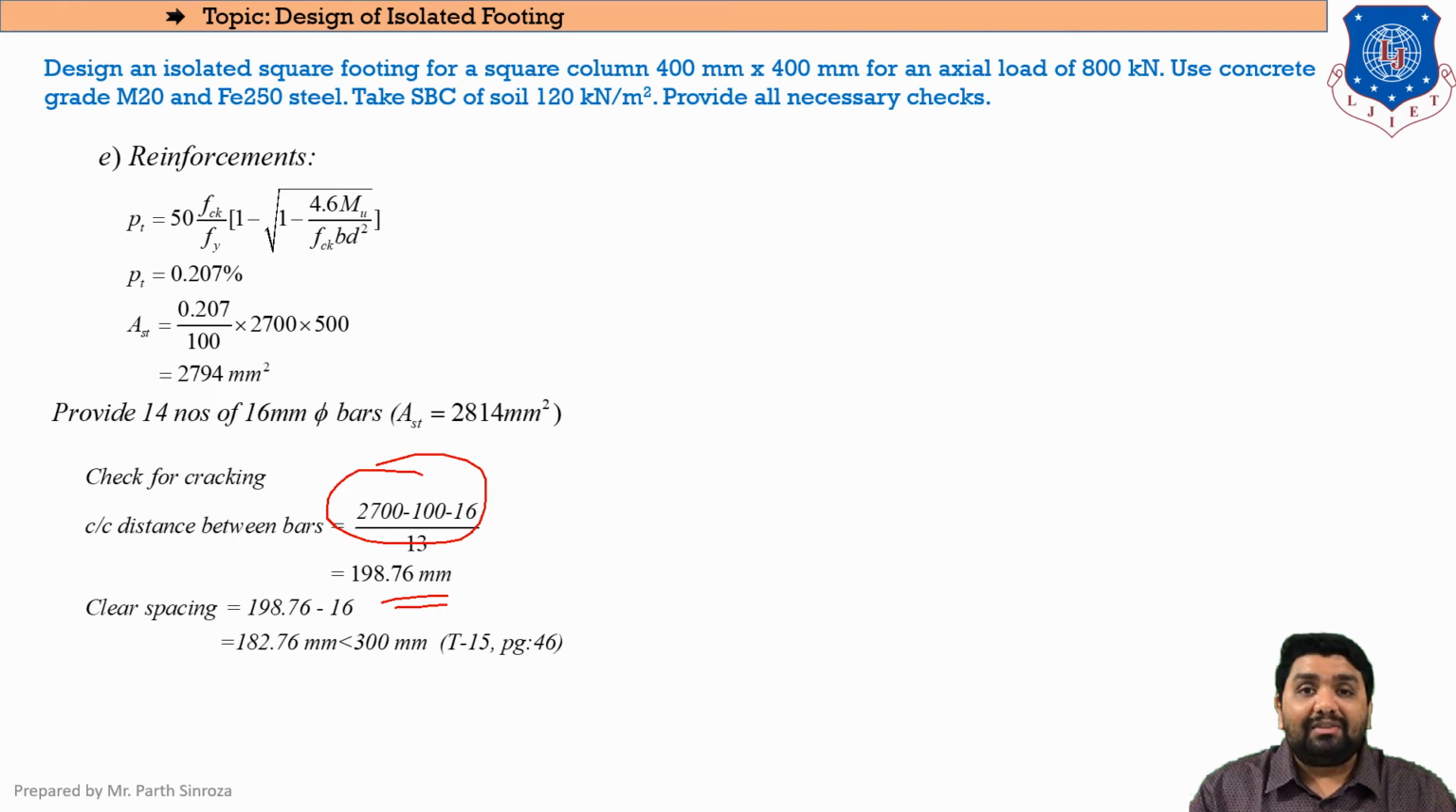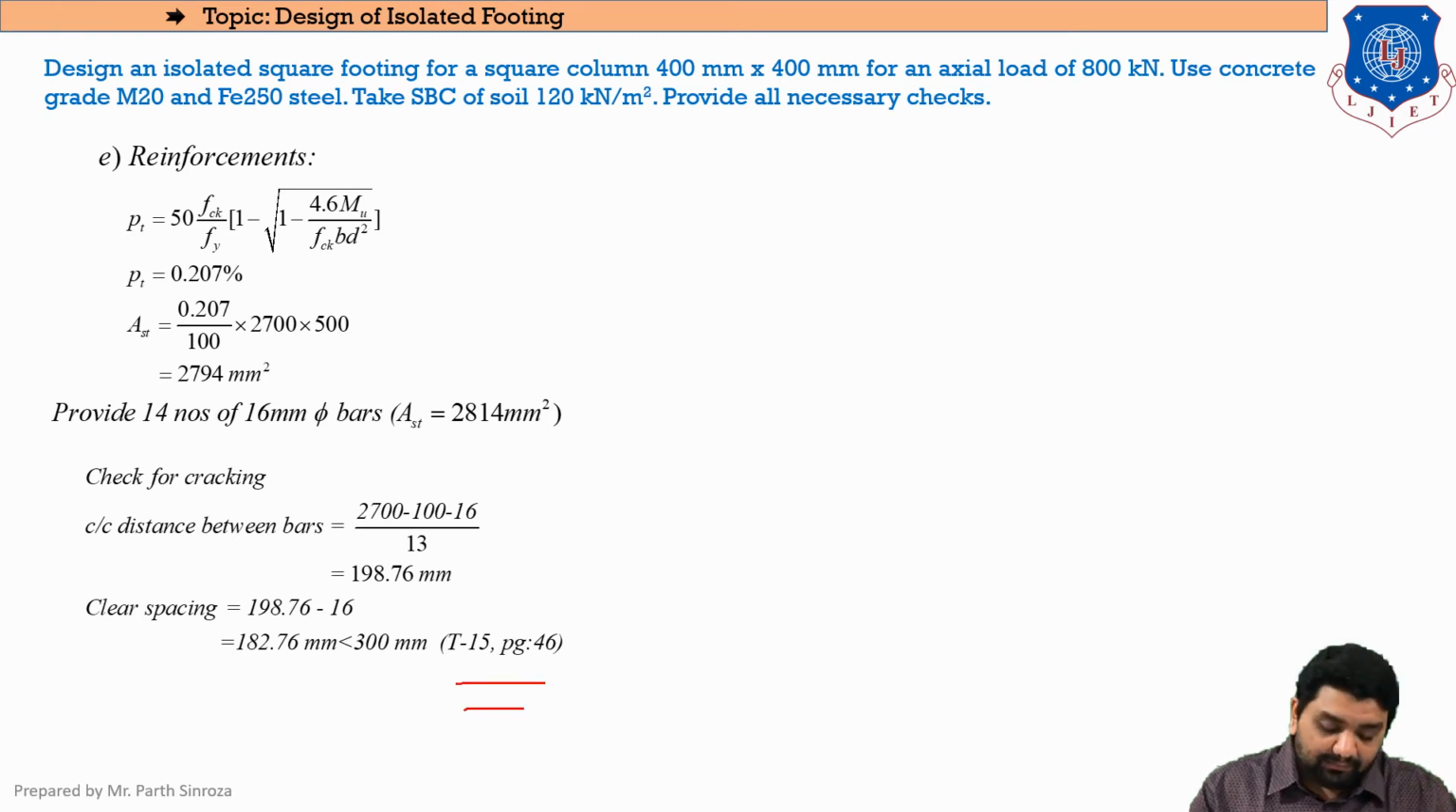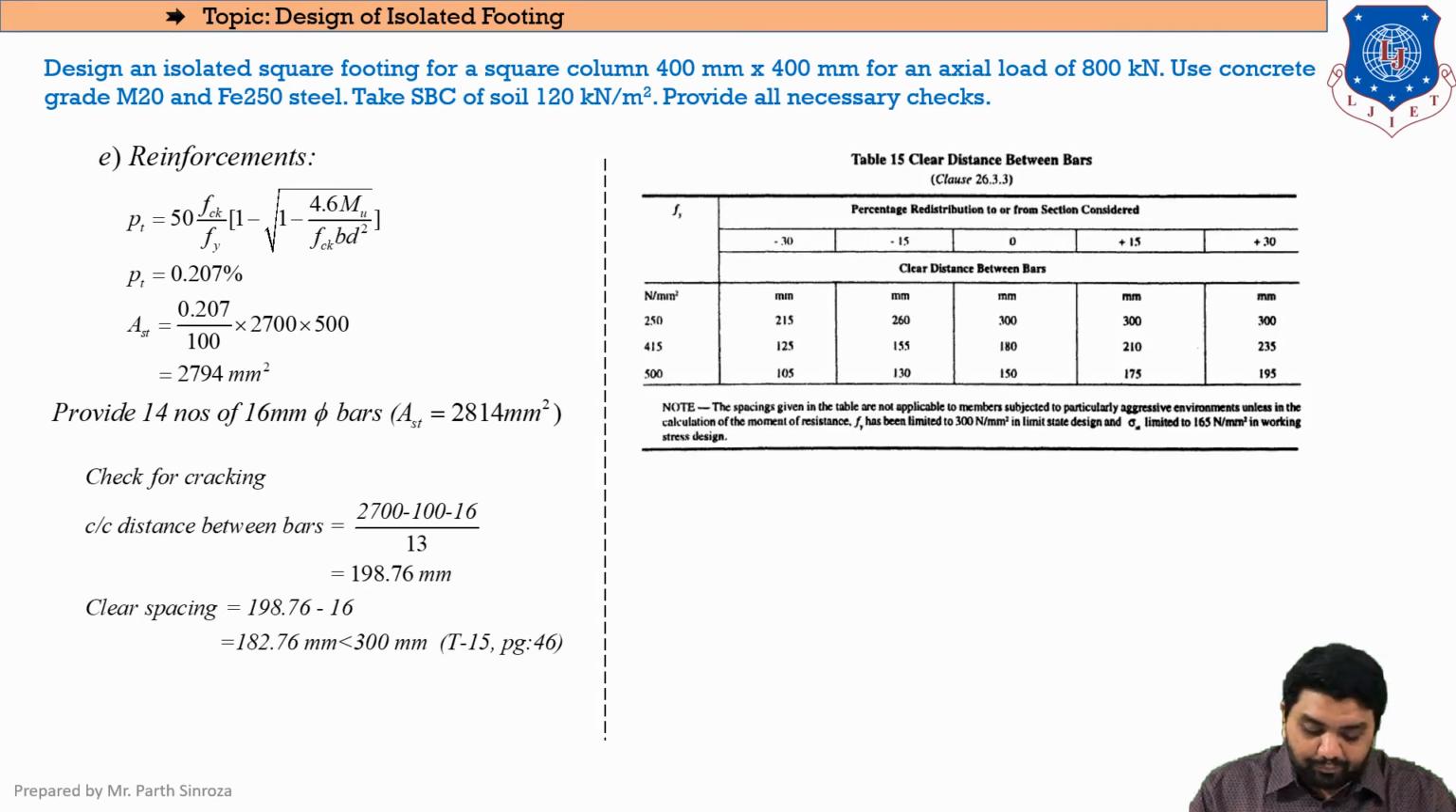Now we need to check what is the maximum applicable spacing as per our IS code. So for that we need to move on to page number 46 of your IS code, that is IS 456, and you will be getting the table here, that is table number 15. It is for clear distance between bars. So now as it is percentage distribution of reinforcement from section considered, clear? Here for this semester we will always be considering it to be 0. And for FY, it is mentioned in the question that we are taking Fe 250 steel, that is mild steel. So for that, the maximum spacing that we can provide is 300.